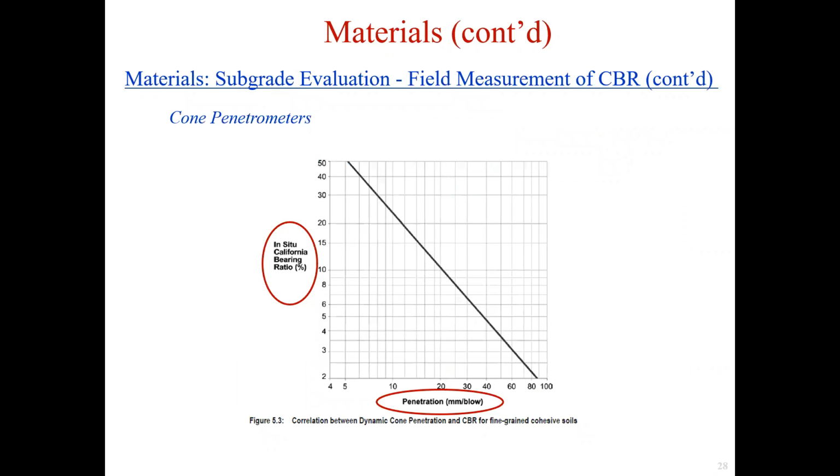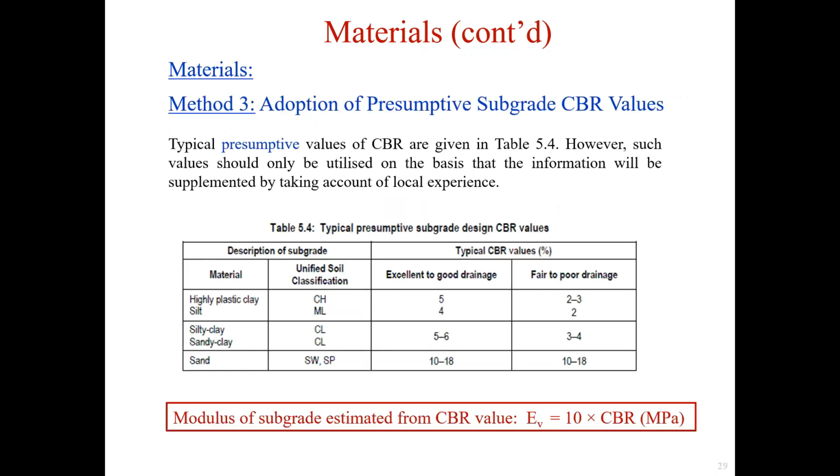The CBR can be determined from the result of the dynamic cone penetrometer test in this figure. This is a general relationship that suits most fine-grained cohesive soil types. We can see that the higher the penetration, the lower the in situ CBR, and the softer the soil.